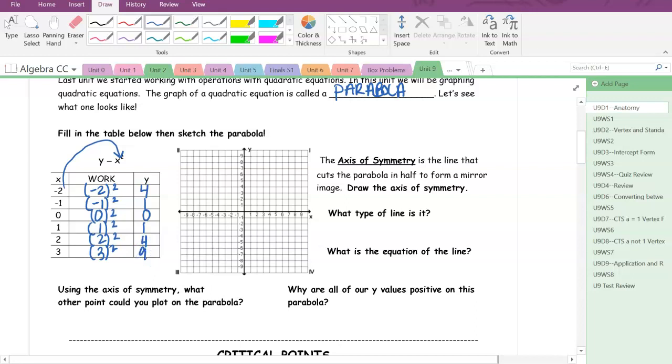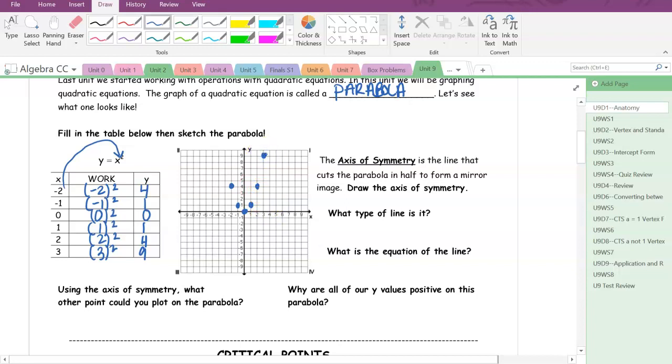And now we are going to plot these points. So I have -2, 4. I have -1, 1, 0, 0, 1, 1, 2, 4, and 3, 9.